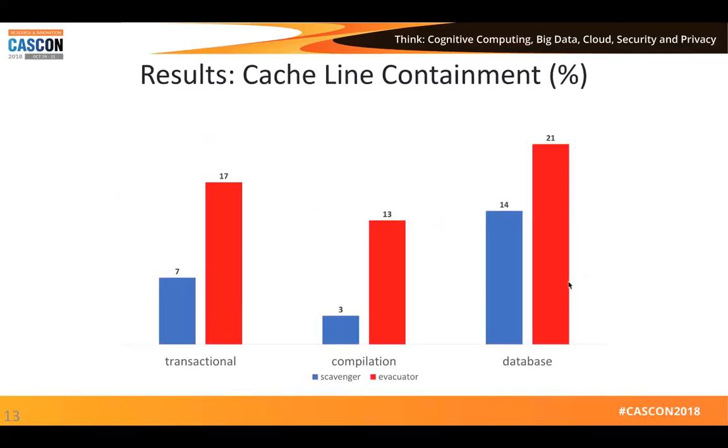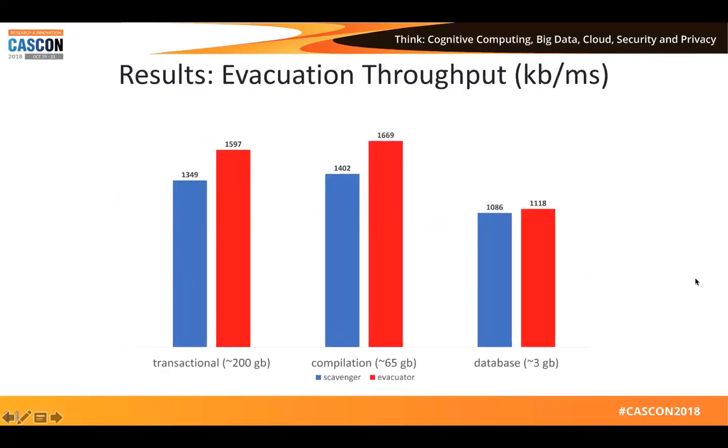Evacuation throughput. How much material can you evacuate from evacuation space into survivor and tenure in a given amount of time? For the transactional workload, this is about an 18% improvement in evacuation throughput with Evacuator. For the data compilation workload, that's about 19% better throughput with Evacuator. The database workload is less, it's about 3%.